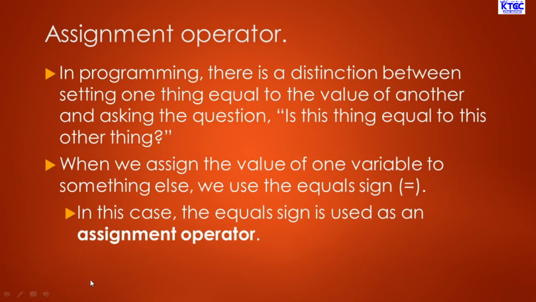So that is that. When we assign the value of one variable to something else, we use the equal sign. In this case, the equal sign is used as an assignment operator. If it is used to assign a value to a variable, then at that moment it becomes an assignment operator. So the single one is called the assignment operator.